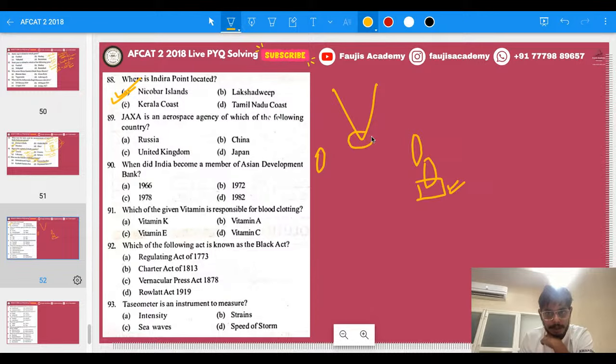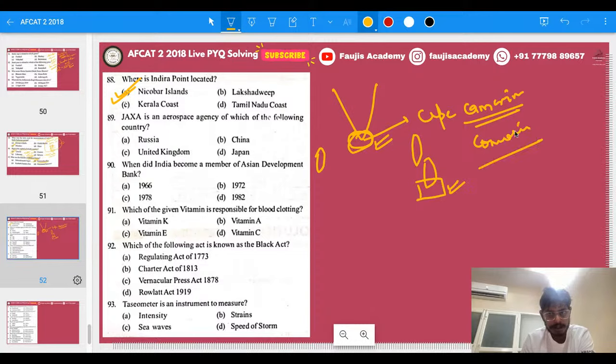And what is this cape called? Yes, that's the correct answer for the next one. This cape is called Cape Comorin.